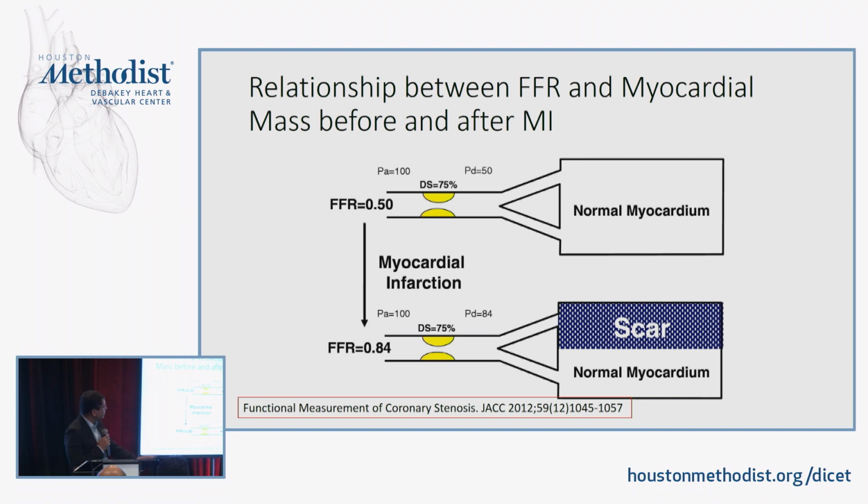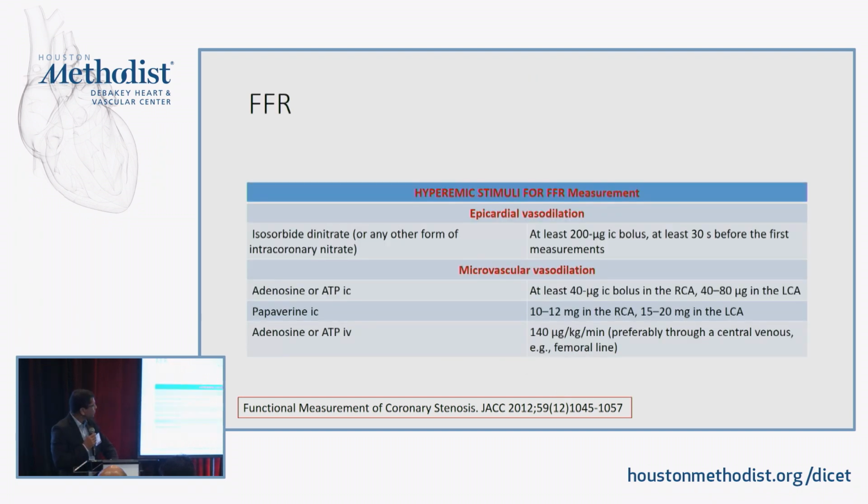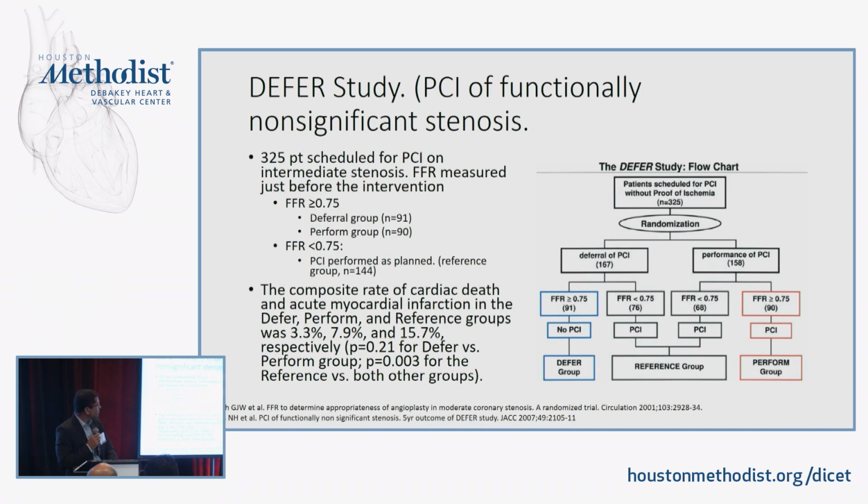And this just shows that FFR is dependent on the size of the myocardium supplied: the same degree of stenosis may give you significant or insignificant results. So it's really driven by the hemodynamic significance of the stenosis. You give nitrate, and you can use adenosine, intracoronary or intravenous doses.